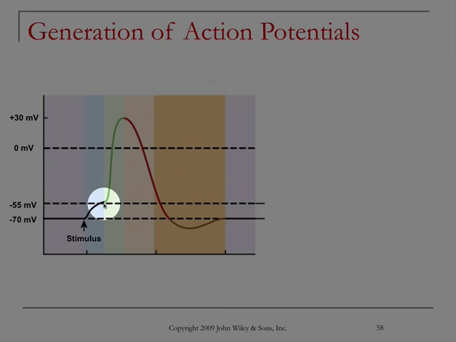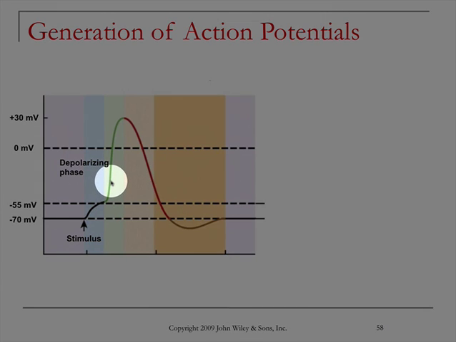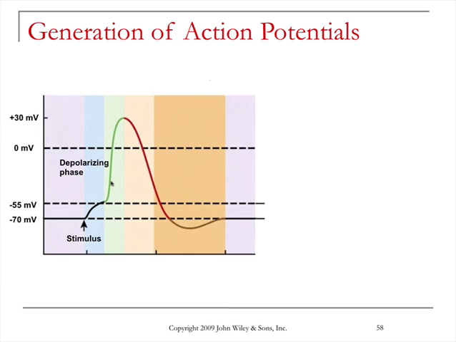So at this point, we're going to go into the first phase of the action potential, and it's called the depolarizing phase. As we can see, the inside of the cell is becoming less and less negative. We're depolarizing. You'll remember that we mentioned that a neuron is polarized when it's at the resting membrane potential. In other words, there's a difference in the amount of charge on the inside versus the outside. And when it's at rest, the difference is negative 70 millivolts.